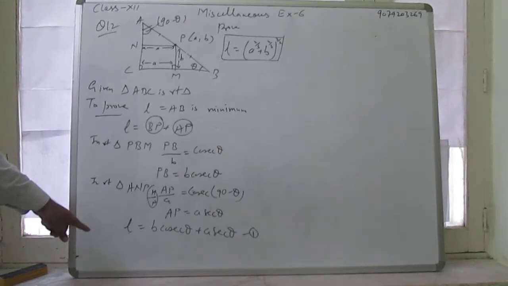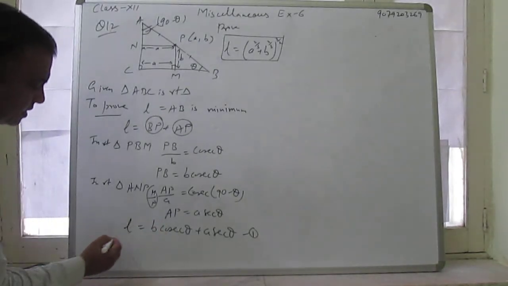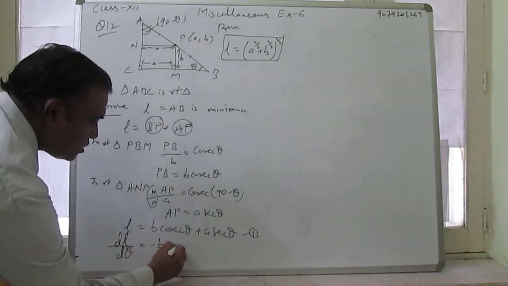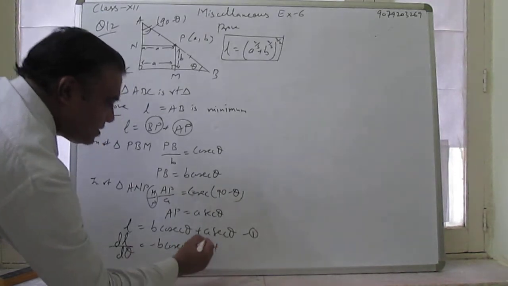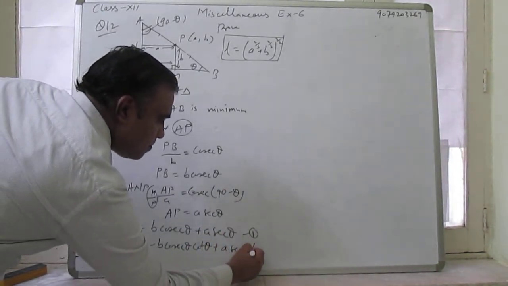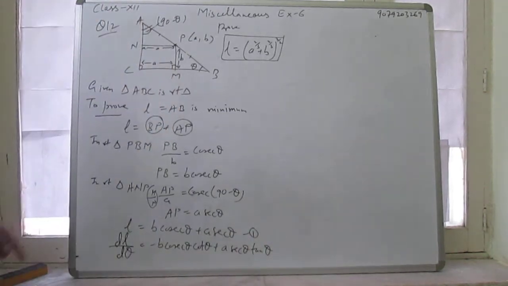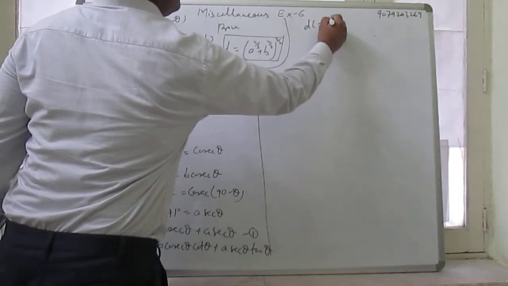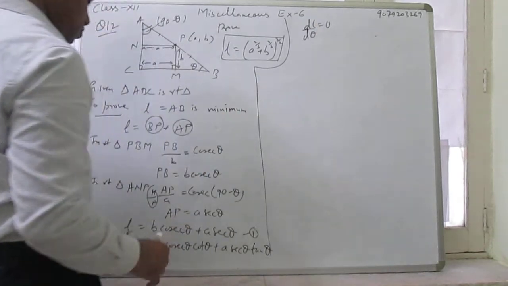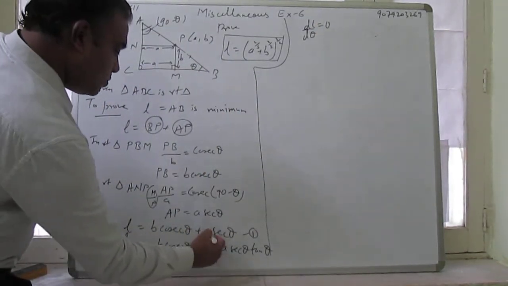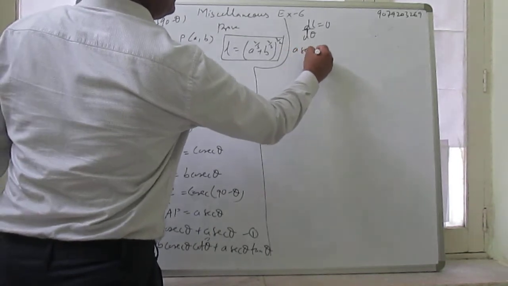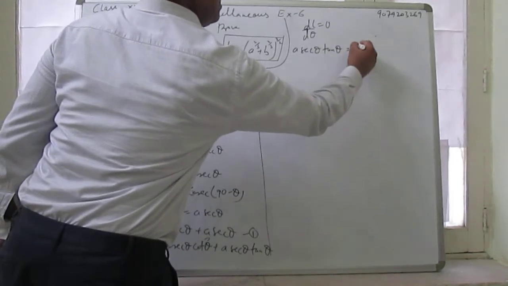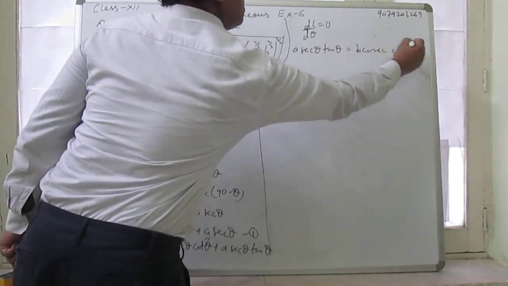Now differentiate it with respect to theta. dL by d theta is equal to minus B cosec theta cot theta plus A sec theta tan theta. So this is the differentiation. Now I will make dL by d theta equal to 0. So when 0, this will transpose that side: A sec theta tan theta is equal to B cosec theta cot theta.